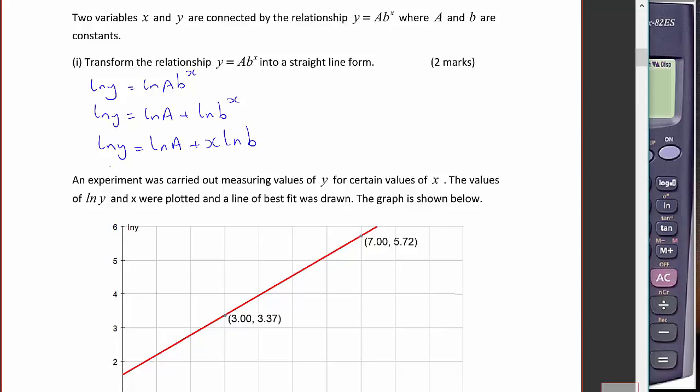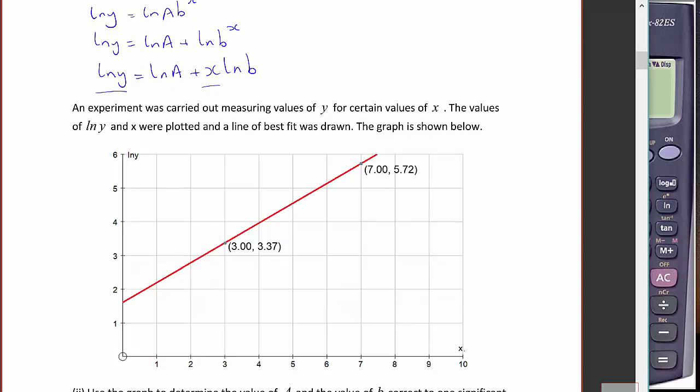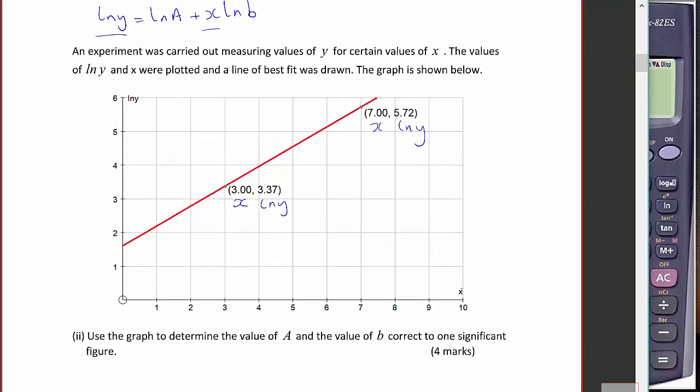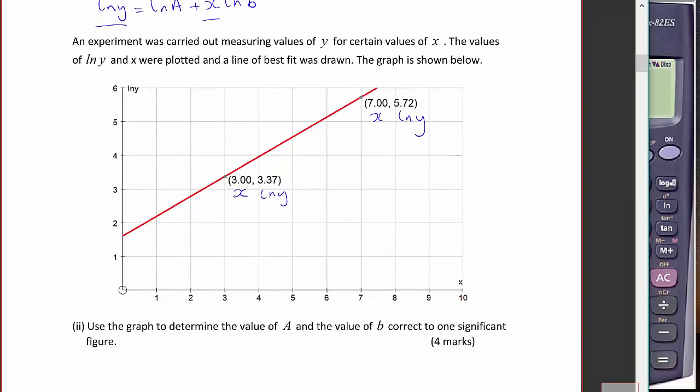Now this tells us any graph plotted should be of ln y against x, and we can see that that's the case in the next part. So these values are x and ln y values, like so. So if we want to find a and b, we can do that using ln y is ln a plus x ln b. Let's write that down again here so I can scroll up.